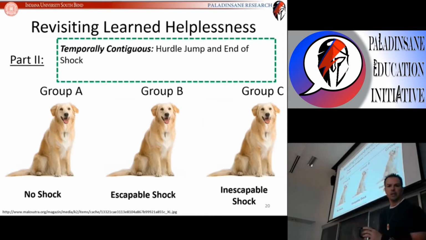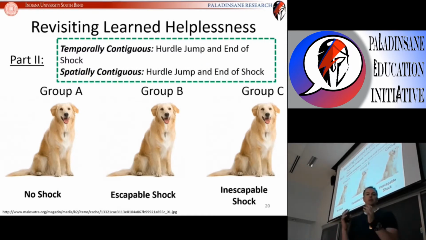And then spatially contiguous, what was very close together? We got a diagram for this one, so if anybody remembers, yeah? The hurdle in the space without the shock? Yeah, so one of the spatially contiguous ones was where the hurdle jump was and where the end of the shock was. So those are very close together in space. In fact, they were touching each other, high spatial contiguity. And also, the tone and the shock.